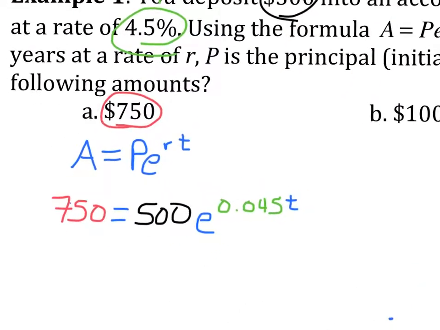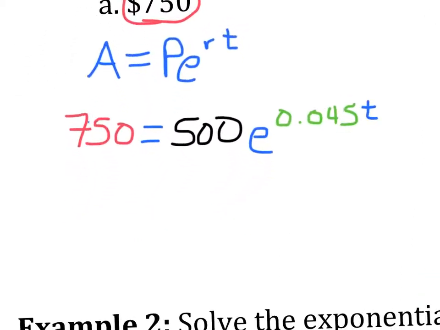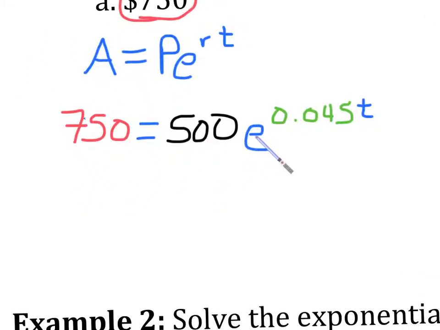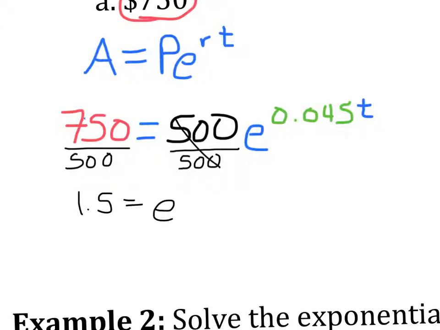Oh, so what are we going to do first? Notice what I need to get by itself. I need to get e by itself, right? Once I get e by itself, I can undo e by doing natural log. So notice the t is going to get by itself. So I have to get rid of the 500. So what do we divide both sides by? 500. So when you divide by 500, this drops out to be a 1. And over here, I'm going to get a decimal. So this here gives me 1.5 equals e to the 0.045t.